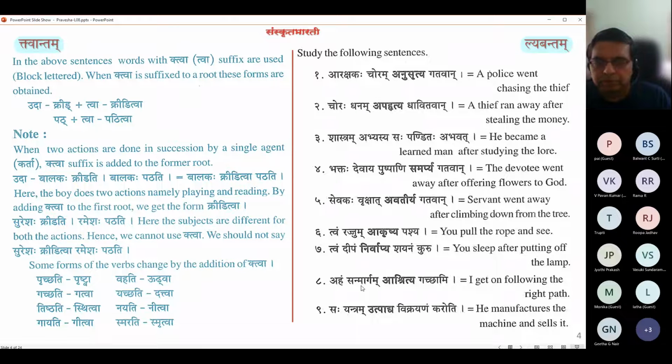Aham sanmargam ashritya gachami. I get on following the right path. Ninth, the last one. Saha yantram utpadya vikrayanam karoti. He manufactures the machine and sells it.